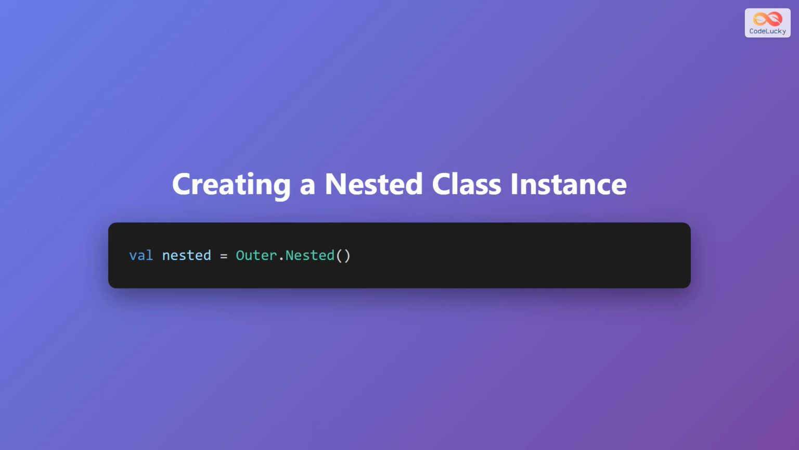To create an instance of a nested class, you don't need an instance of the outer class. You simply use the outer class name, followed by a dot, then the nested class name, and call its constructor. Notice how we write Outer.Nested with parentheses.